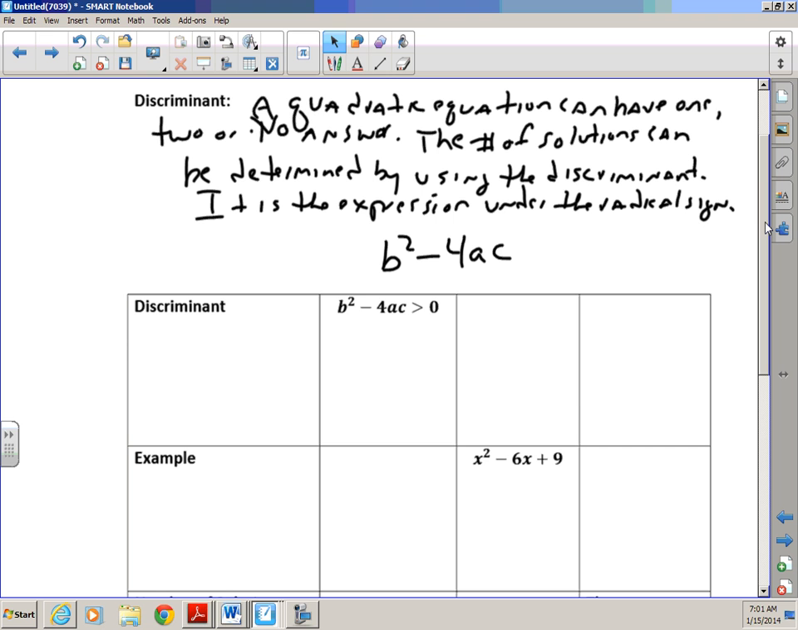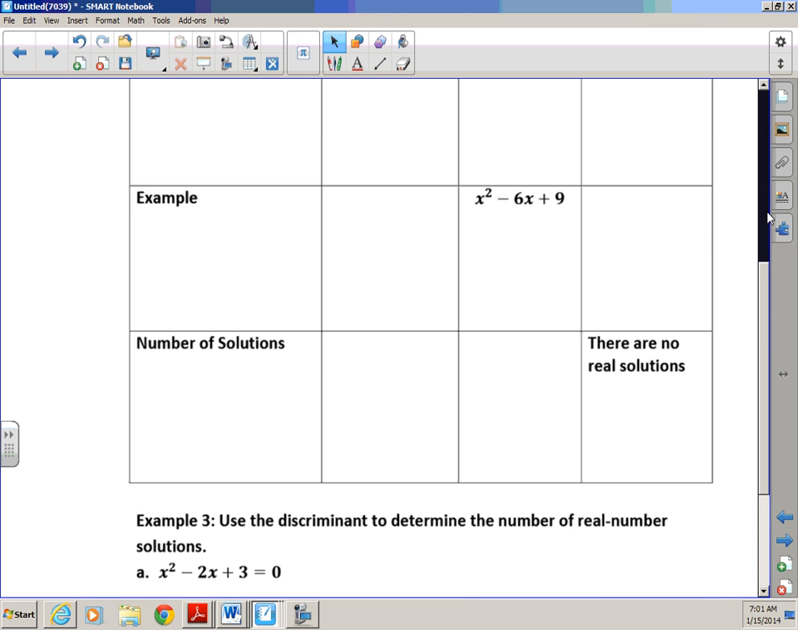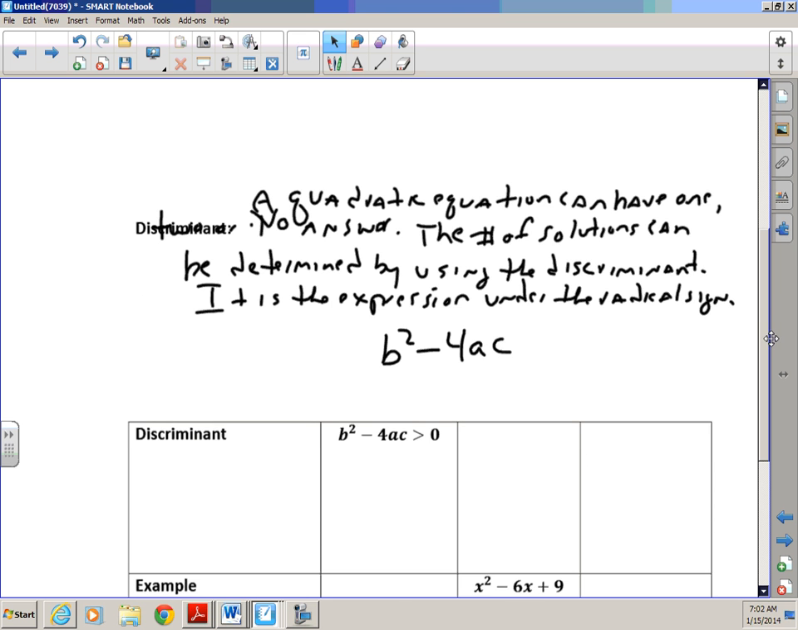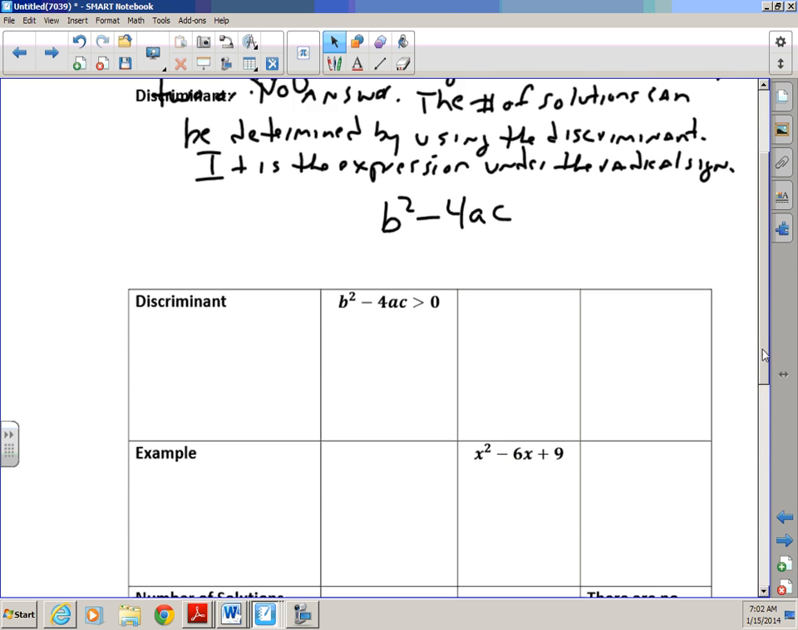And if you think about it logically, it kind of makes some sense for you. So I have three possibilities. My discriminant, this orientation is so poor. Okay. Sorry about that.